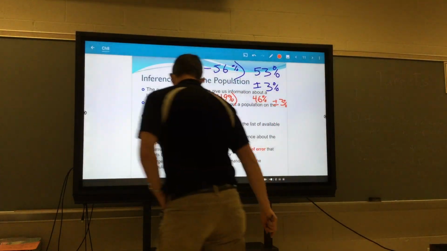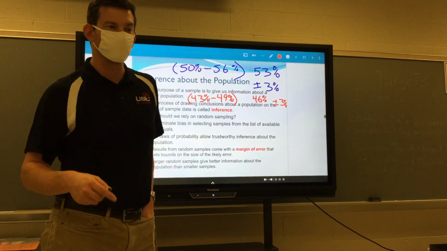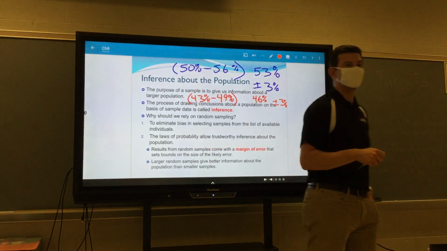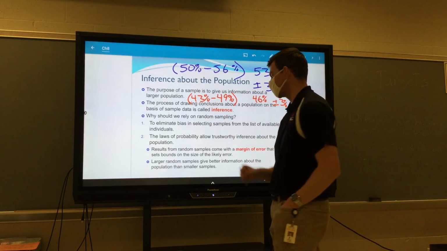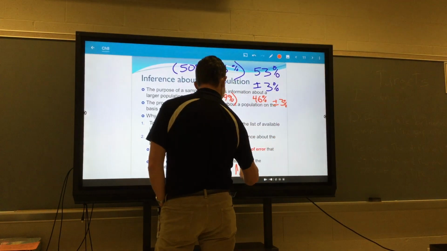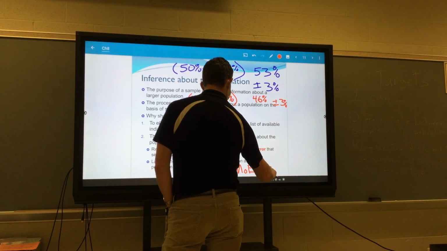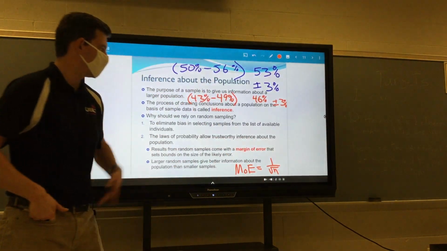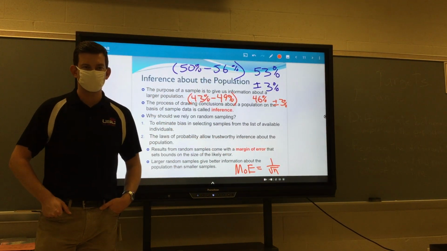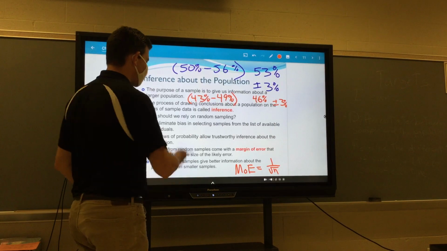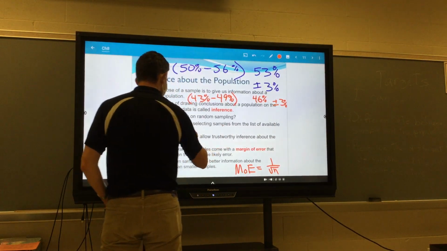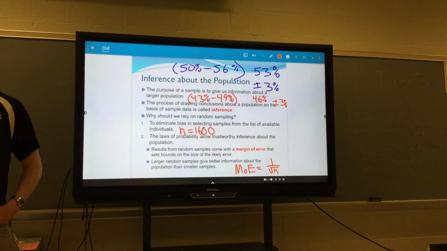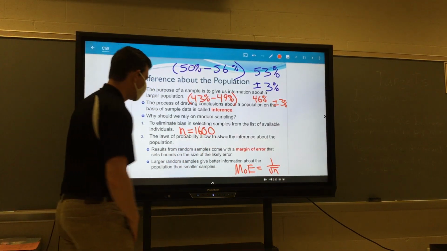Margin of error is based off of that normal curve. We'll look at that more closely in the second semester when we get into statistical inference. But a rough equation for margin of error is 1 over the square root of n. N is the sample size. So let's say that we had a sample size of 1,600 people. It's a pretty good sample.